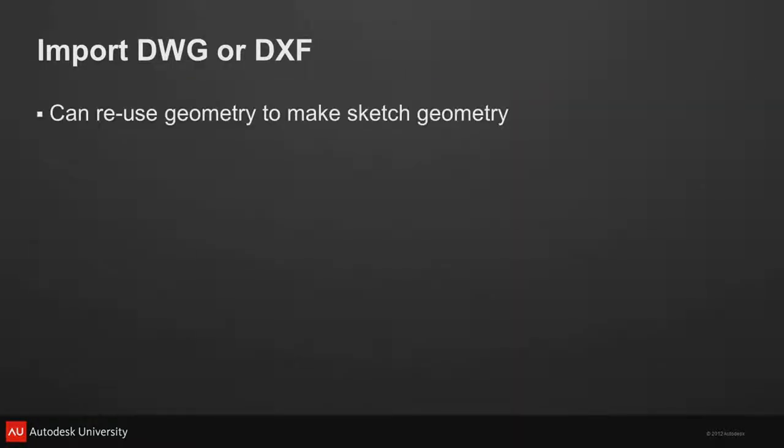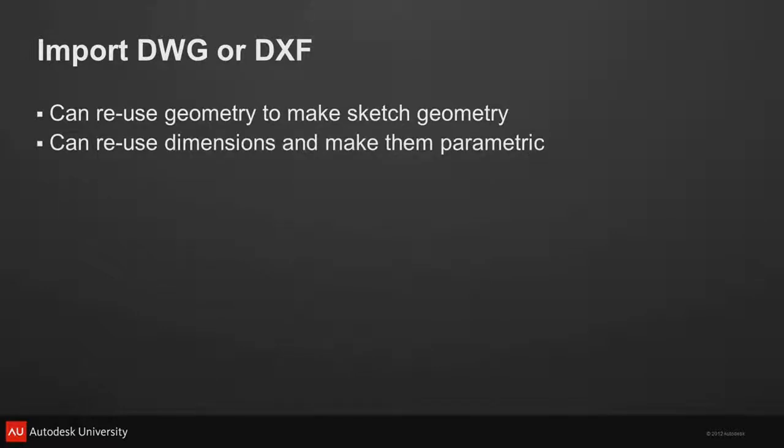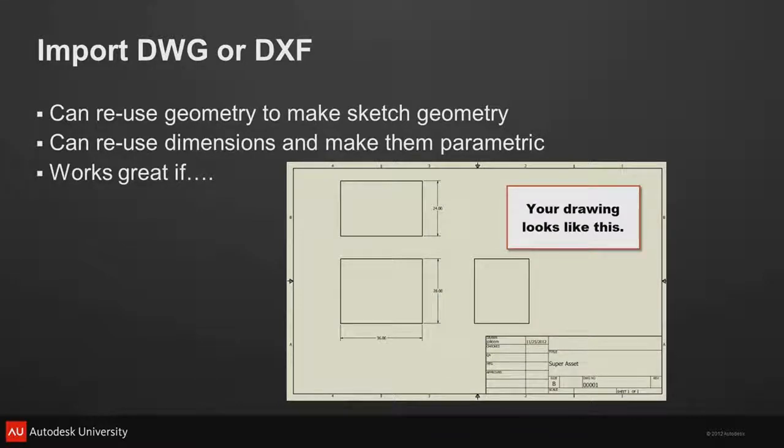So again, let's talk a little bit about this. You can reuse the imported DWG and DXF. Some of the neat things, you can reuse geometry, you can reuse dimensions, which is actually pretty cool. They come in and they become parametric dimensions right away. You can go in and constrain them and you'll have all kinds of behavior. It's really neat. Works great if your drawing looks like that. So, very simple drawings, that works good.